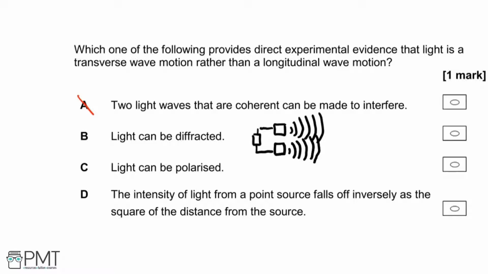Light can be diffracted. Well, actually longitudinal waves can be diffracted as well. If you think about sound traveling through a gap, such as a doorway, well, you can hear that sound if you were around the corner from wherever that source was being emitted. So it's perfectly possible for longitudinal waves to be diffracted as well. So diffraction isn't a distinguishing property between transverse and longitudinal waves.